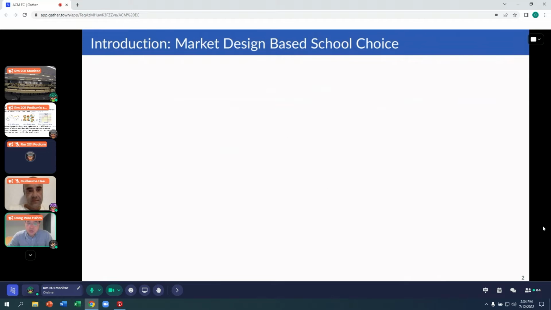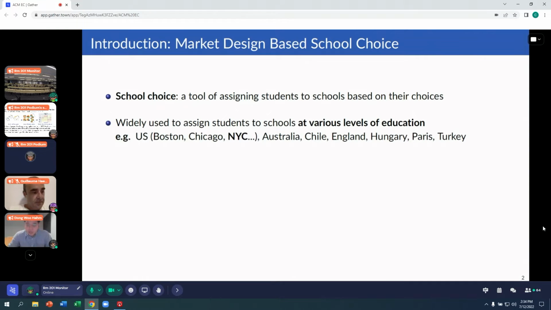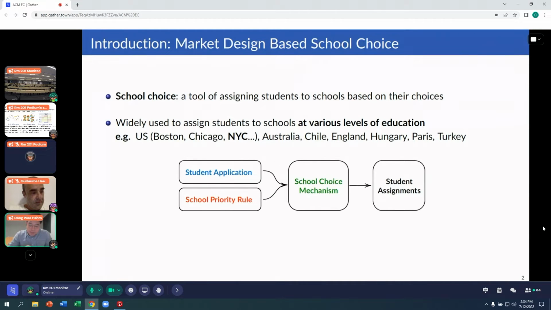Right. So, given the audience, everybody probably knows what school choice is about. School choice is a tool of assigning students to schools based on and respecting their choices. And many jurisdictions around the world have implemented what we call market design-based school choice at various levels of education. In a very similar picture as Irene just showed us, usually a centralized market design-based school choice works through a mechanism which takes two main inputs.